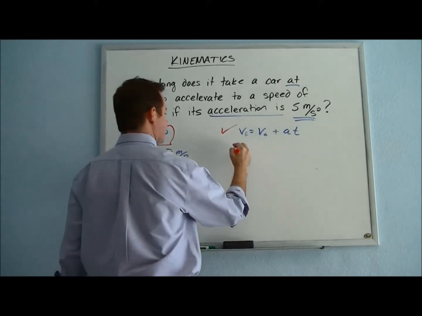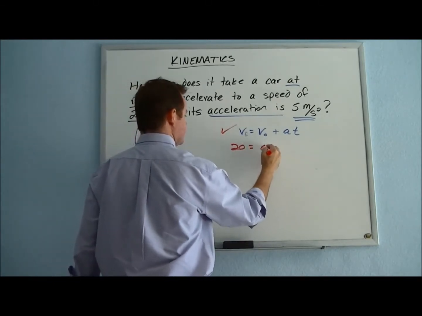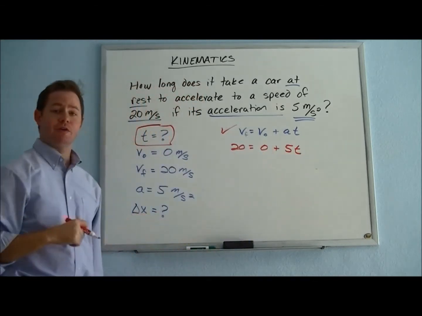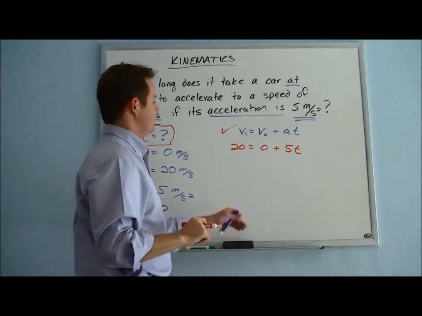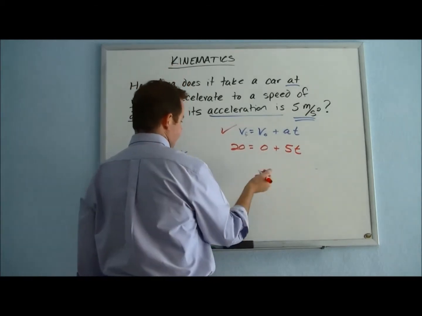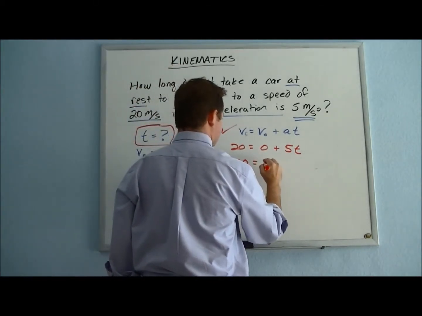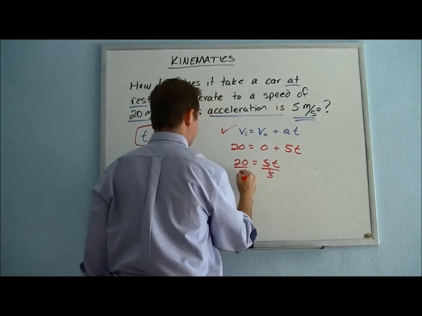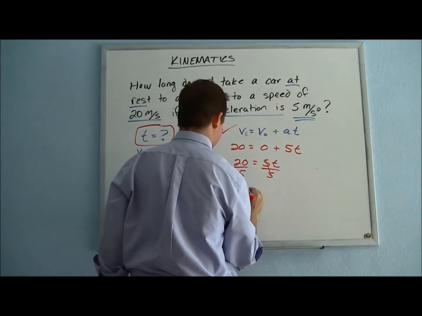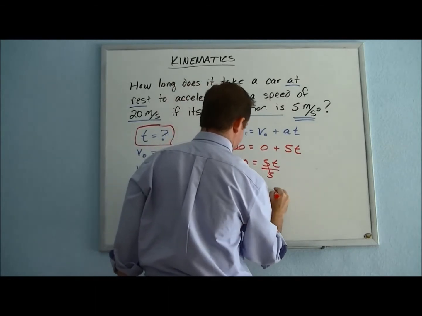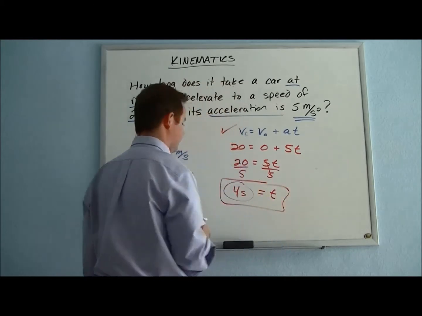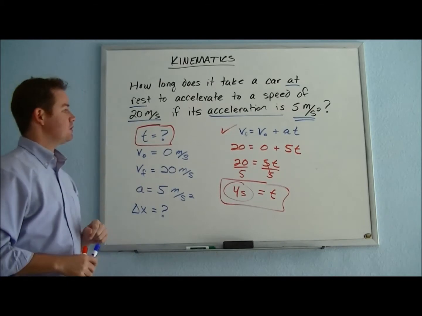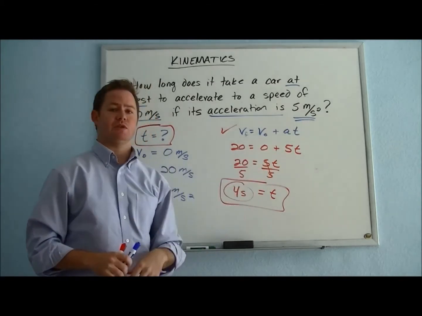V final is 20, V initial is 0, acceleration is 5, and t is the variable we are solving for. There's a 0, we subtract that, we're left with 20 equals 5t. Once we simplify, divide by 5 on both sides, and 4 seconds is our value for t. That's how long it would take us to accelerate from rest to 20 meters per second at a rate of 5 meters per second squared.